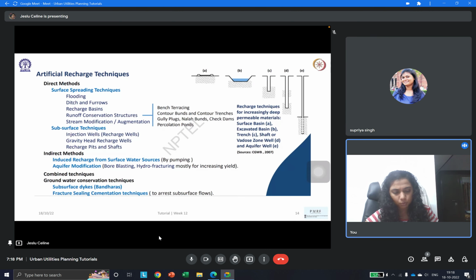This is what we were discussing in our lectures also: the different subsurface methods, surface spreading methods, and all that. We have discussed these in detail. If you want to revisit the lecture, you can go to this slide and look. So let's proceed.